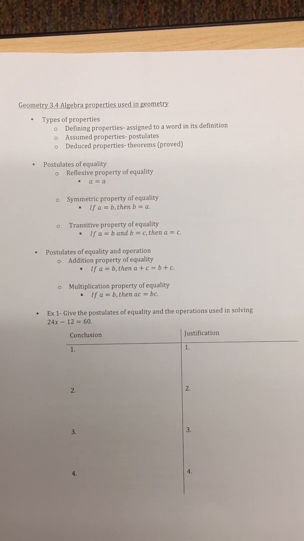So this is section 3.4, algebra properties used in geometry. Okay, so we're going to start with some different types of properties here. So we have three different types of properties we're going to use in these proofs and in these couple sections.